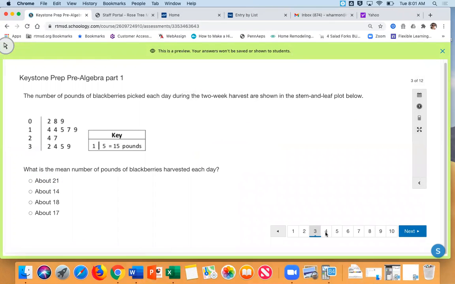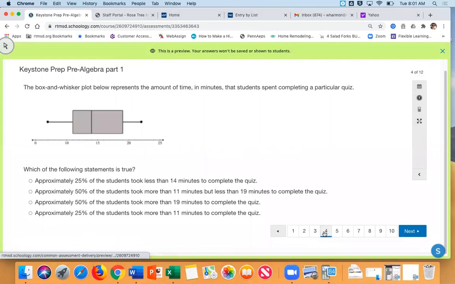Question number 4. Ha, box and whisker. Hate these things. They're the worst, right? We never use these in life. You're right, you don't. I'll be the first one to tell you you don't use them, except when you're on the Keystones. It'll be there, guaranteed, 100%.